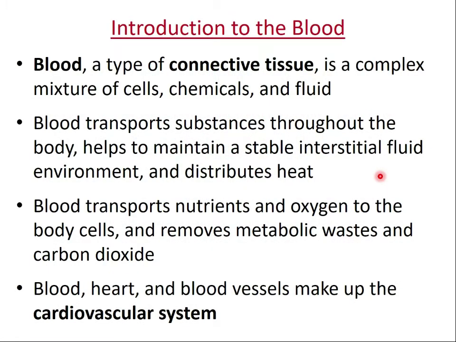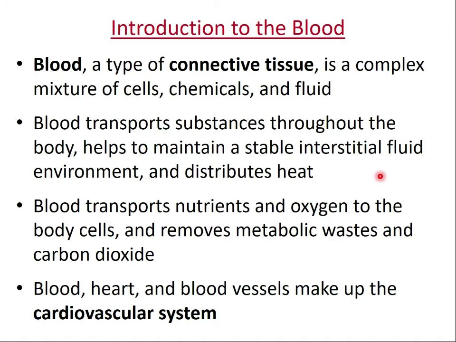Blood is a type of connective tissue. It's a complex mixture of cells, chemicals, and fluids. Here, the definition of connective tissue comes because blood, even though it's fluid, connects different parts of the body. Therefore, it is considered a connective tissue.